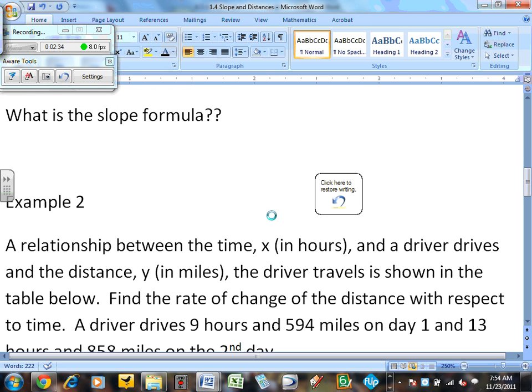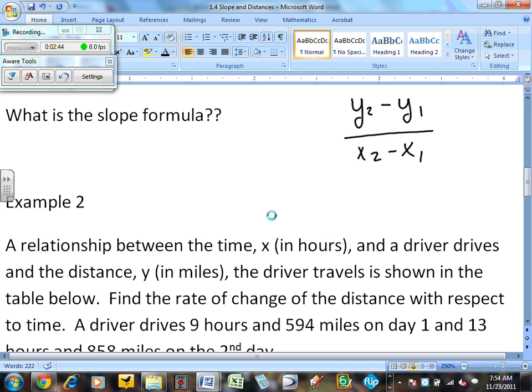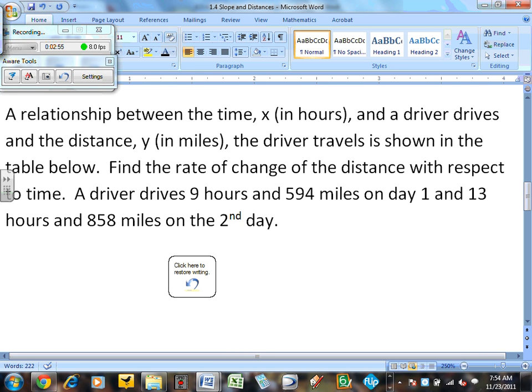Slope formula. We've talked about slope already in our algebra review. Slope formula was y2 minus y1 over x2 minus x1. Slope is just rise over run. So therefore, we're going to have our y's on top and our x's on bottom. So a little problem here, a little story problem.